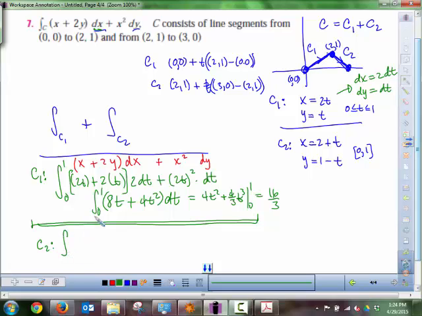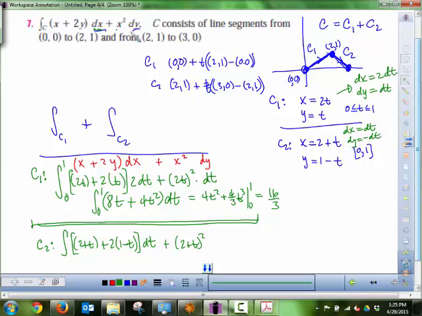And then we essentially do the same thing for C2. So we need a dx and a dy again. So dx is going to be dt. dy is going to be negative dt. So we go through our integral. Our integral is asking for x, which is 2 plus t, plus 2 times y, and y is equal to 1 minus t. And a dx in this case is dt, plus the x squared, 2 plus t squared, and a dy, which is a negative dt. From 0 to 1.